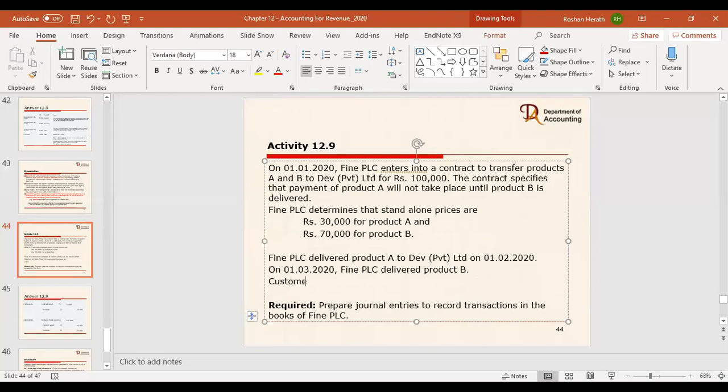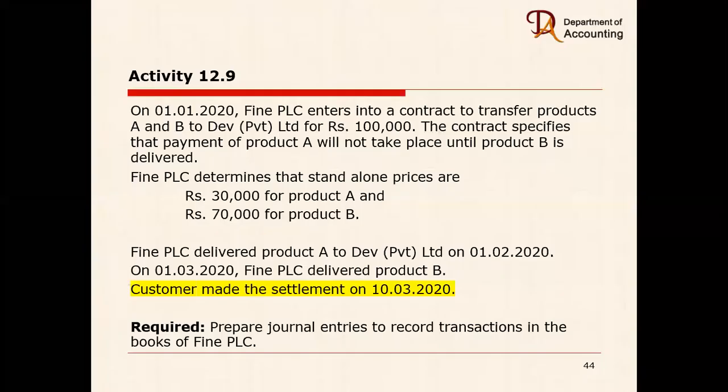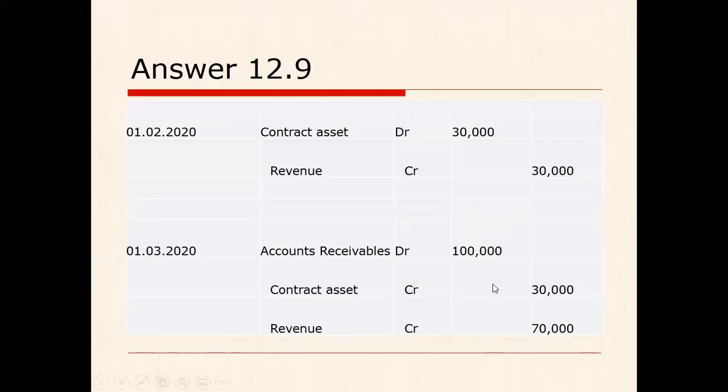Customer made the settlement on 10th of March 2020. Good. අපි හිතමු customer settlement එක කරේ 10 වෙනිදා කියලා. එතකොට අපිට අර ස්ටෝරි එක හොඳට පැහැදිලි වෙනවා. contract asset එක transfer වුණා trade account receivable වලට, ඊට පස්සේ ඔන්න settlement එක සිද්ධ වෙනවා.